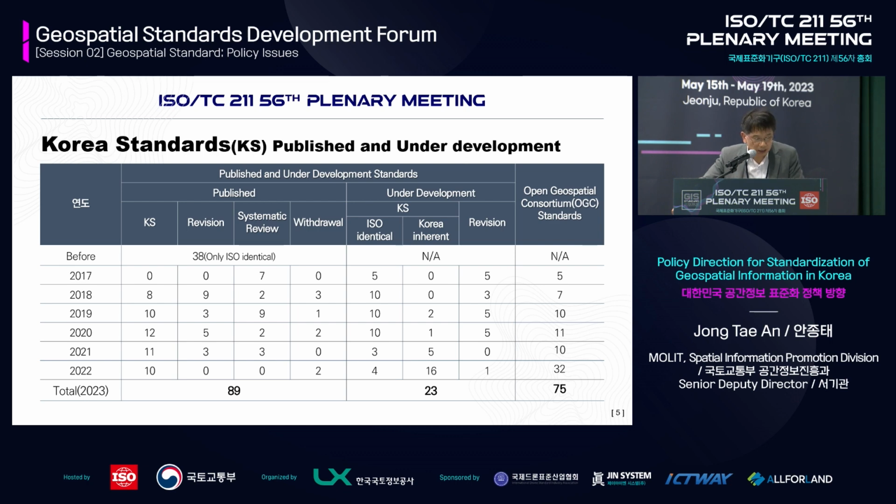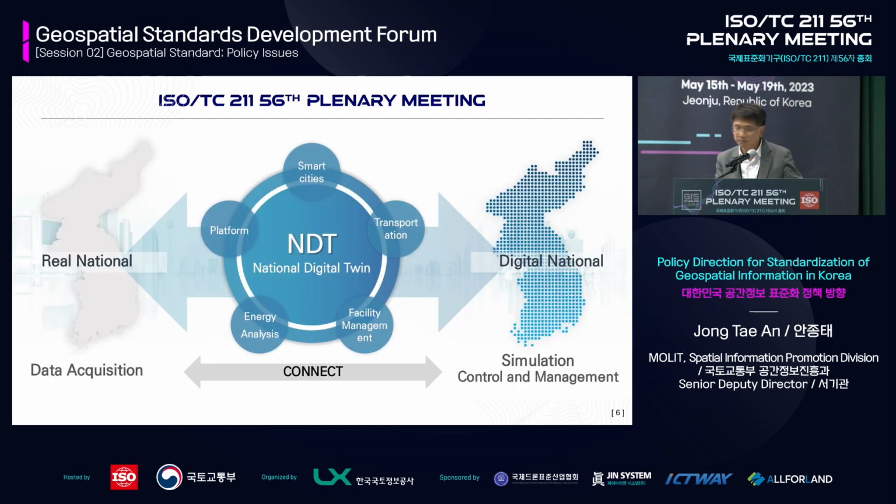Since the administrative function transfer in 2017, MOLIT has been responsible for devising ISO international standards for the past 6 years continuously. That is 38 types in total, especially in the geospatial area. And in this year, 2023, we are drafting 23 new standards.